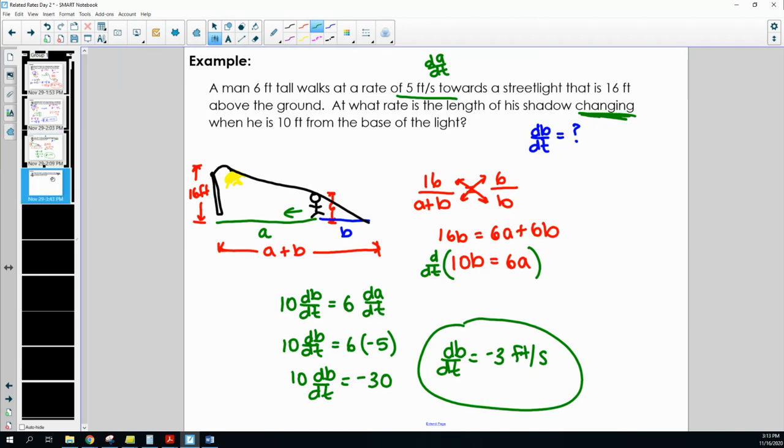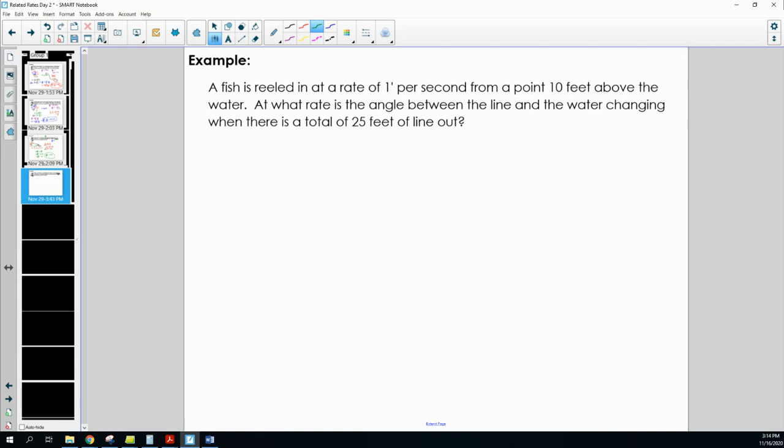Okay, so then we have one more type of question. So here we've got a fish is being reeled in at a rate of 1 foot per second from a point 10 feet above the water. So let's draw this out here. So we've got some type of dock here, wooden planks, whatever type of dock. There's some guy, and he's fishing over here.